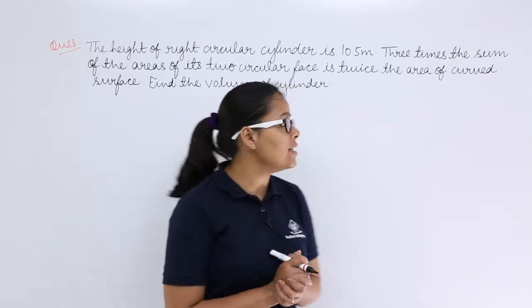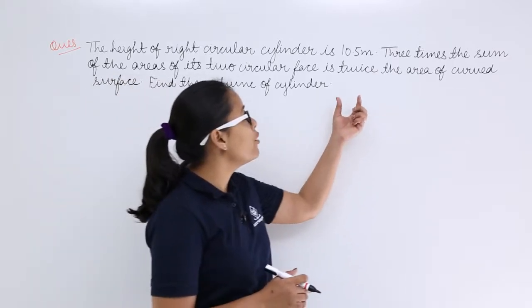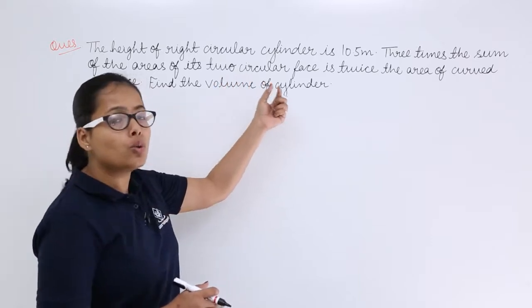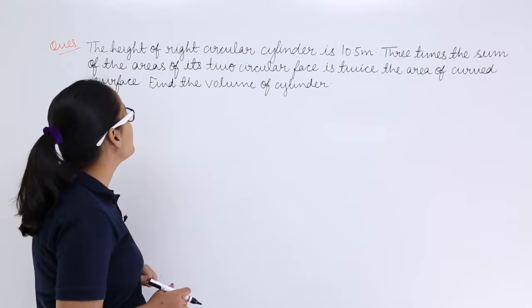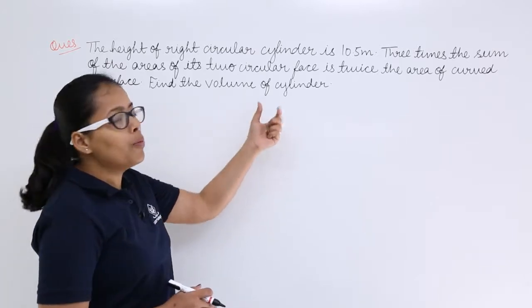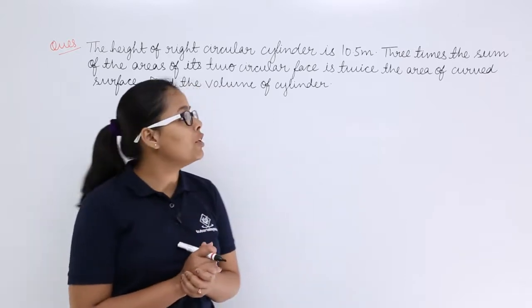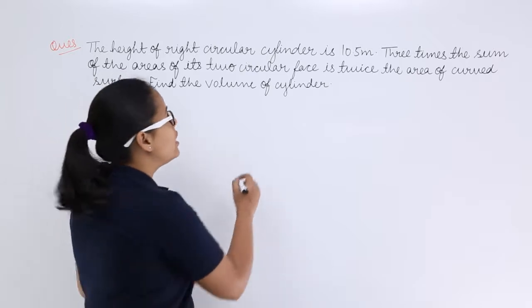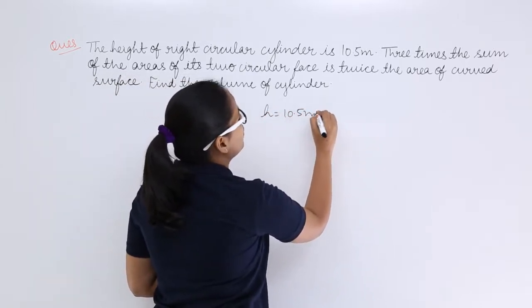This problem says the height of the right circular cylinder is 10.5 meter. 3 times the sum of the areas of its two circular faces is twice the area of the curved surface. Find the volume of the cylinder. So here in this problem, what have been given to you? You have been given that the height of this circular cylinder, which is h, is 10.5 meter.